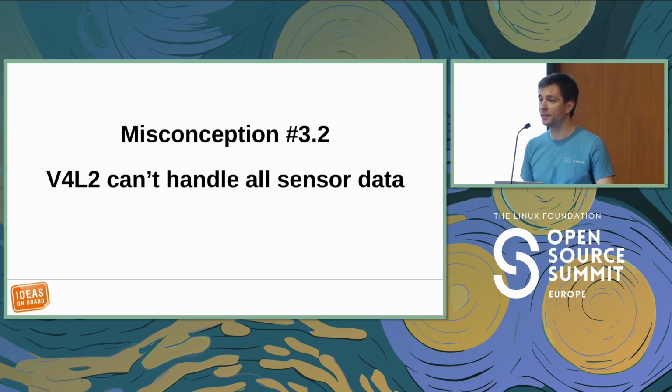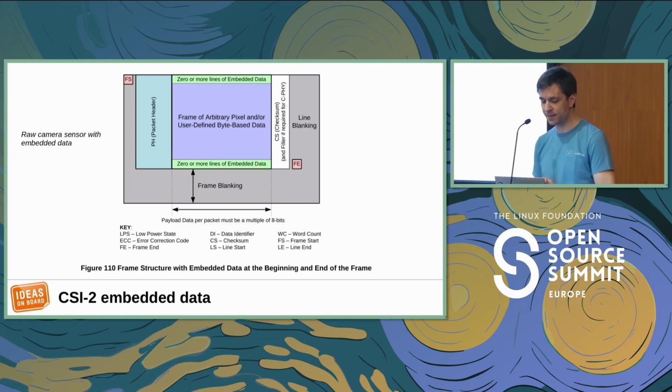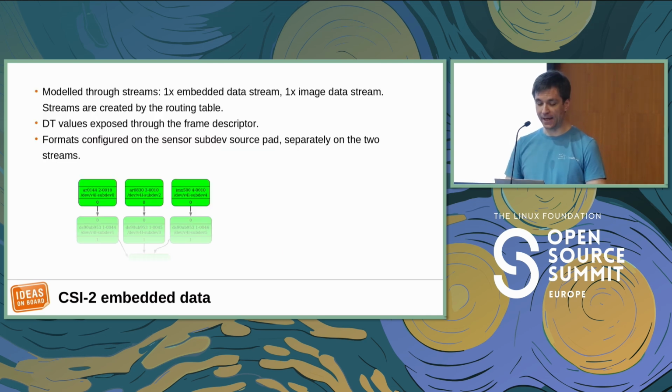So, I mentioned sensor-embedded data. Next misconception: V4L2 can't handle that. Well, I just explained that it can. But very briefly going through that, CSI2 embedded data is lines of metadata at the beginning and the end of the frame. And so that's modeled through streams. If you have a sensor that has that, you have one image stream, one embedded data stream, great. You create them through the routing table. The DT values for those, the virtual channels, they expose through the frame descriptor, and you configure the formats through the operations we've seen before.